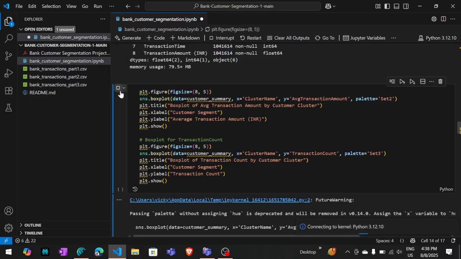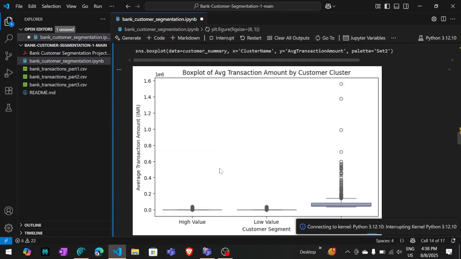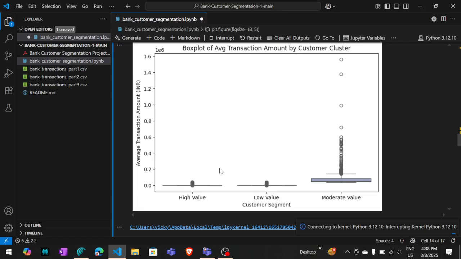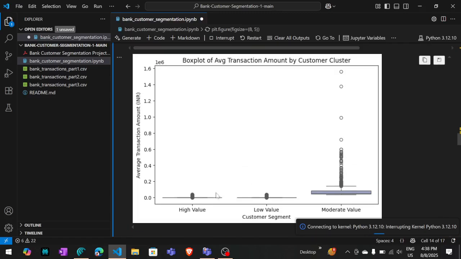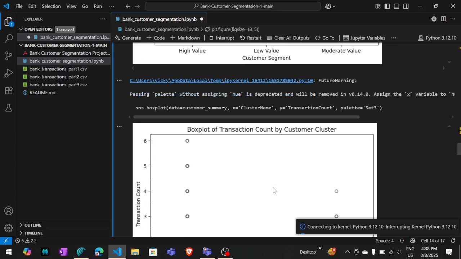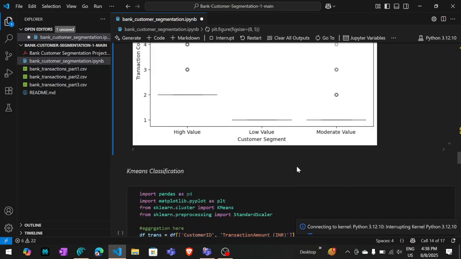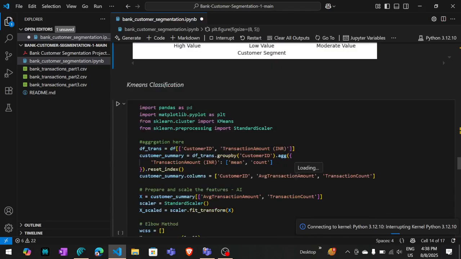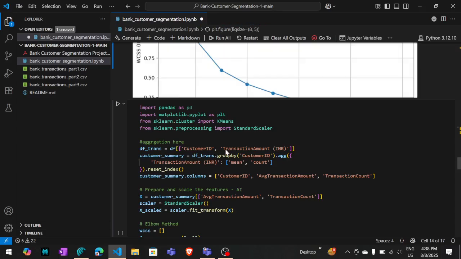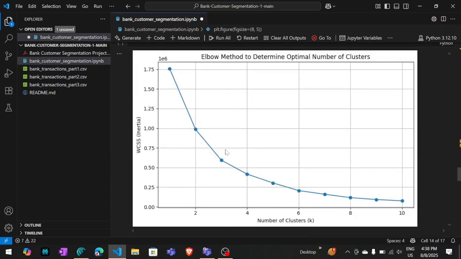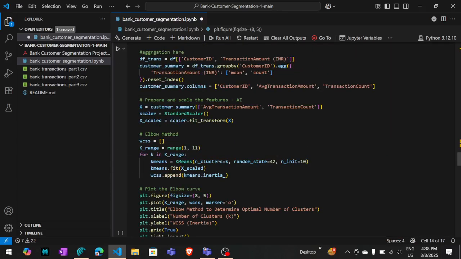I also plotted a box plot of the data, through which I can see that there are high value customers, low value customers, and moderate value customers, with the points showing outliers and the line showing the interquartile range. Now coming to the k-means classification model, I have used k-means to classify the customers based on three categories, namely high value, moderate value, and low value customers.